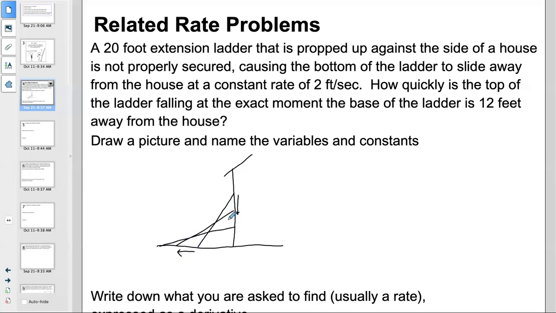One thing to remember about these is that this distance here, generally we call this y because it's an up and down distance. And this distance here, which we call x, those are changing as the ladder slides down, but the length of the ladder doesn't change. You can assume that, so that's constant. This is y, this is x.